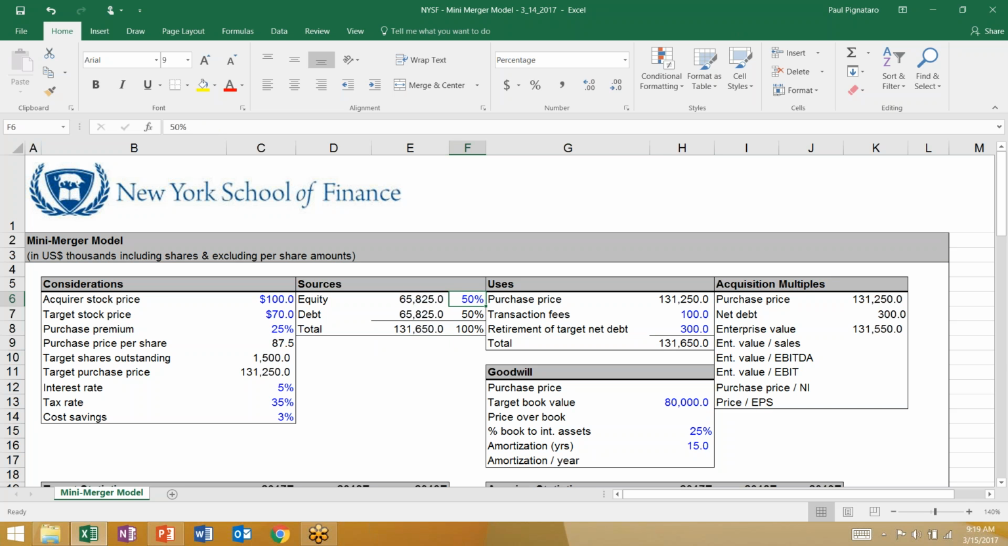And the reason why I did that is because I want to analyze at the end of this, what difference would it make? If it's 50% equity, 50% debt, 100% equity, and 100% debt. And it's really important that you understand what's going to happen here and why.